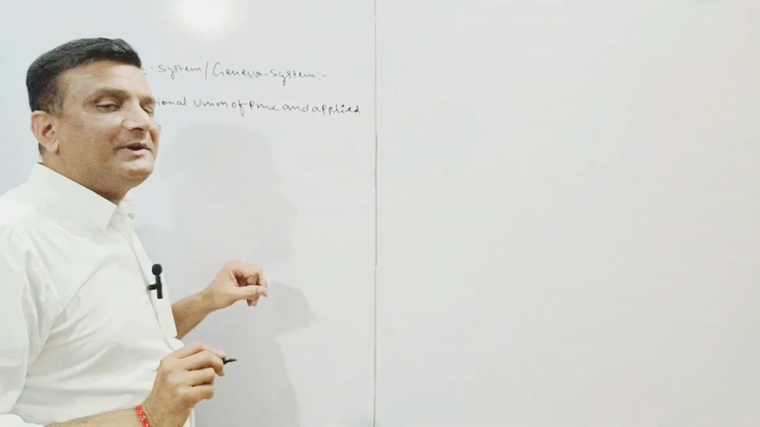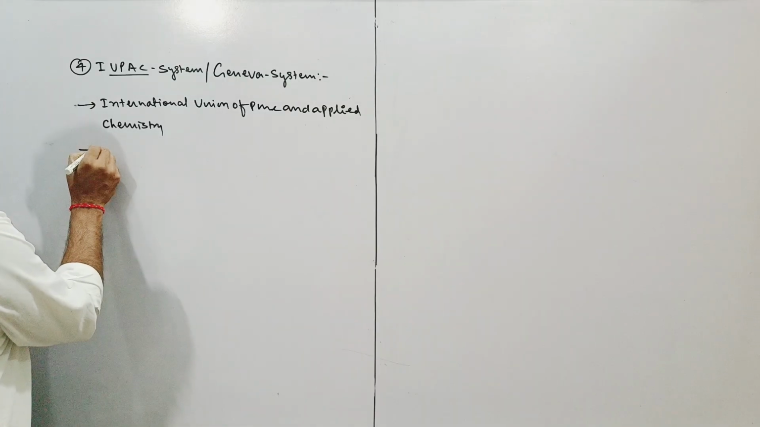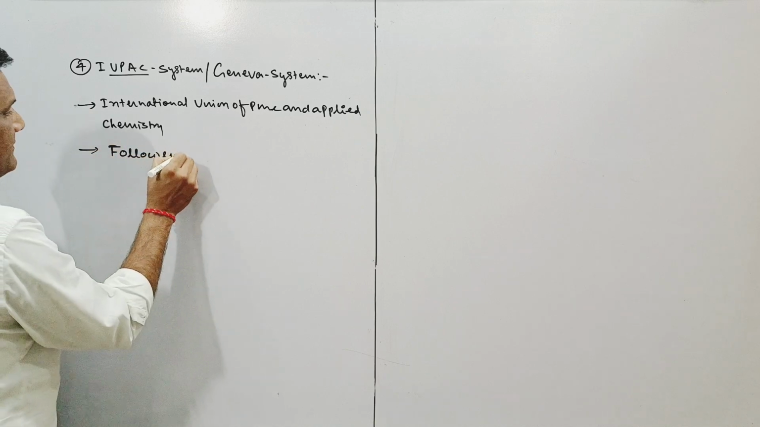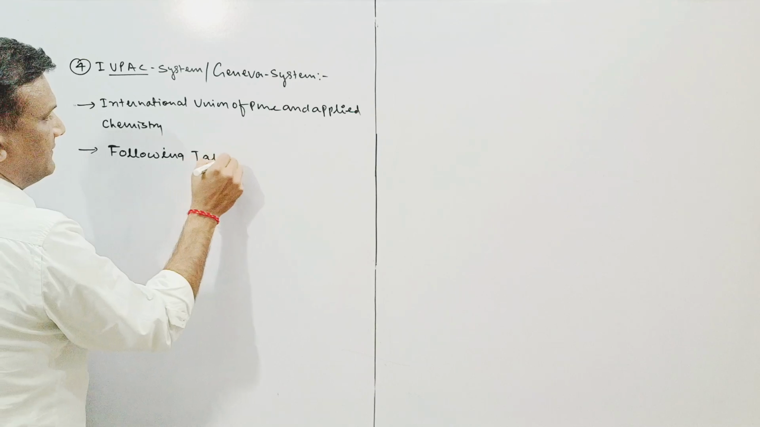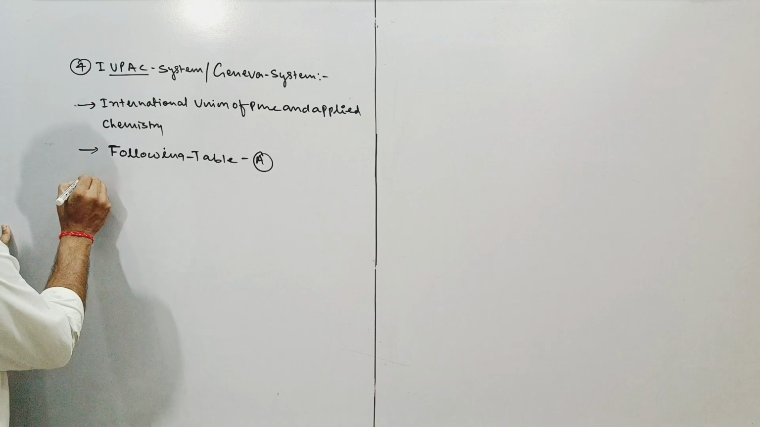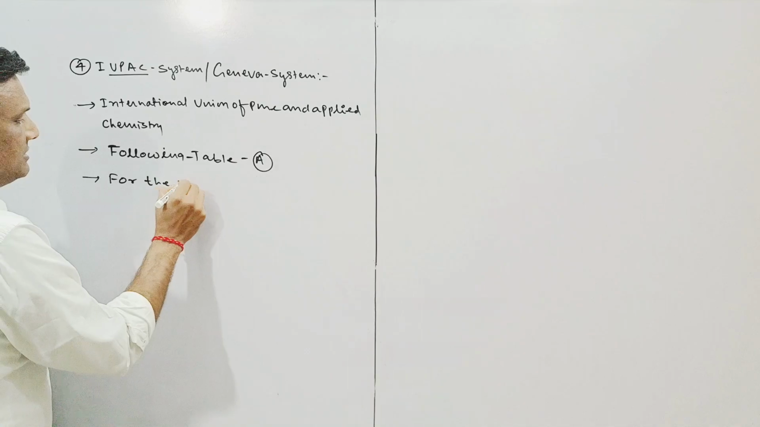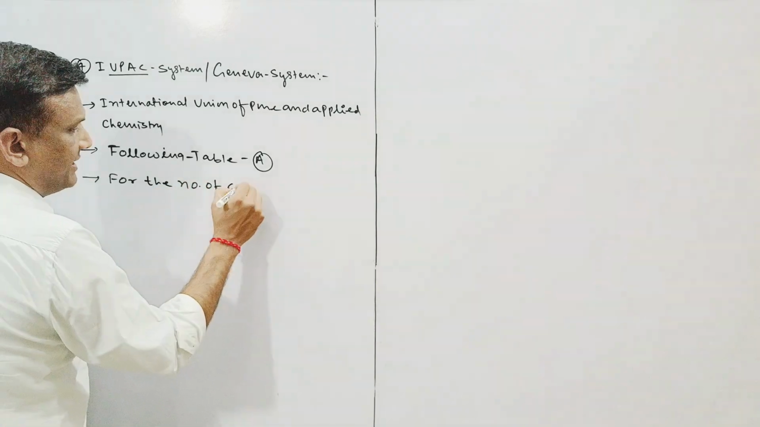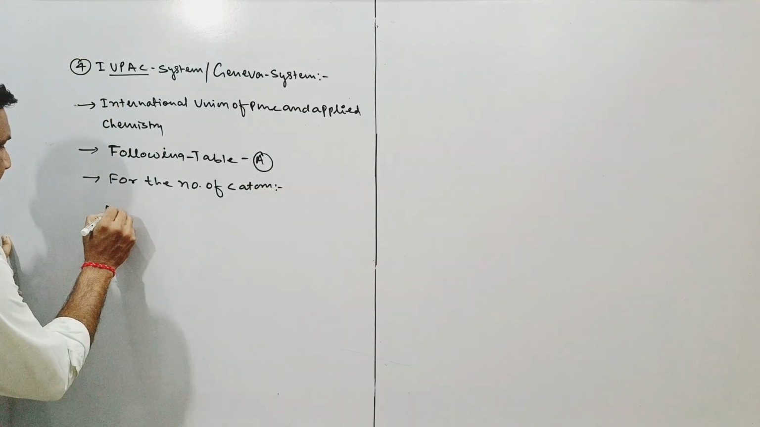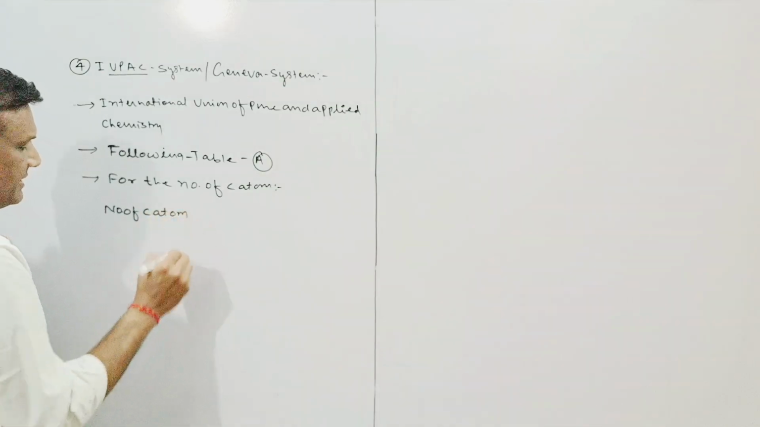If we'll go with the nomenclature, then first of all it will use the following tables. First table is your A table. Here it is for the number of carbon atom. ये कार्बन एटम की नंबर के लिए है. Here is the number of carbon atom. Here is the prefix.